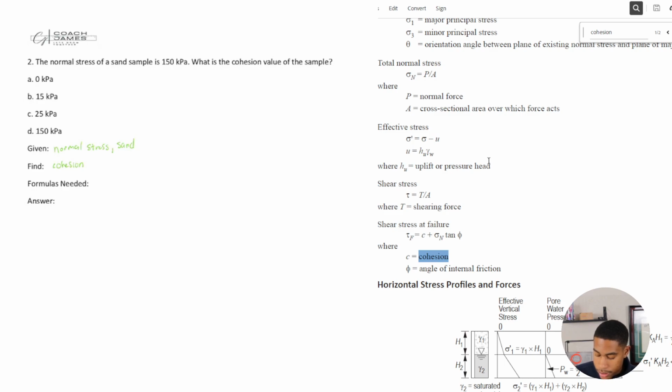So there are no formulas that are needed. You need prior knowledge for this. Just always remember that for sand, there's never cohesion. If you have a sand sample, it's always going to be 0 cohesion. So the answer for this question would be A. It's something that you just need to remember. They may ask you on the test, and you definitely want to remember that.